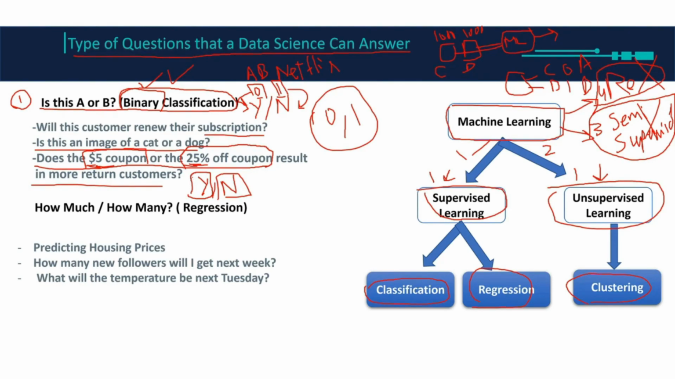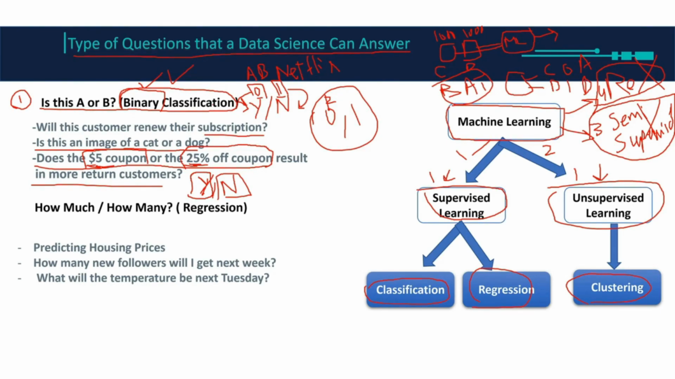If the output is categorical and it's in the form of 0 and 1, if it's only two categories, it's going to be binary classification. If it's more than 2, for example, I want to know if this image is a cat, a dog, or a bat. So now we have 3. It's not binary classification, it's called multi-class classification. We'll get to that later on.